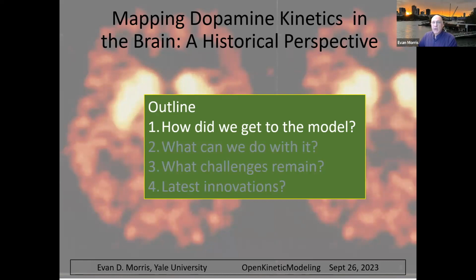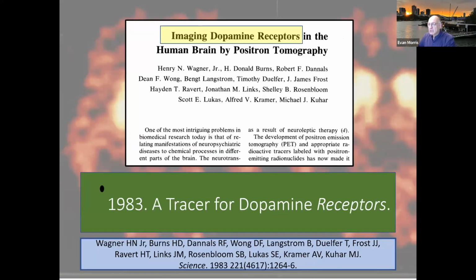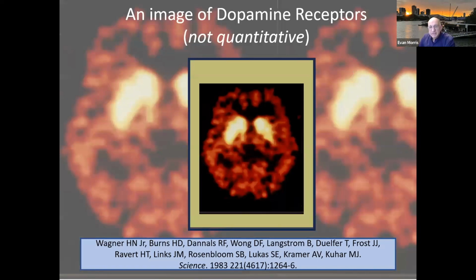So how did we get there? Well, it took a lot of people and a lot of work, but we can sort of date progress back to about 1983 when there was a chemistry innovation. And that innovation was the introduction of a tracer for dopamine receptors. And not surprisingly, many of you, I'm sure, know this paper. When you have a tracer for dopamine receptors, you get an image of dopamine receptors.